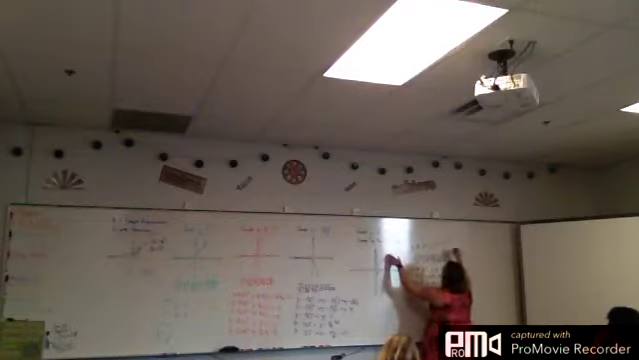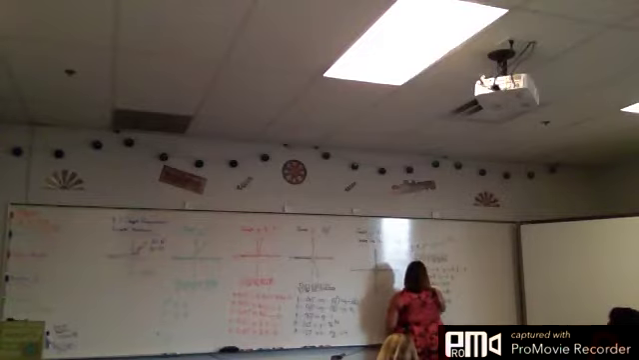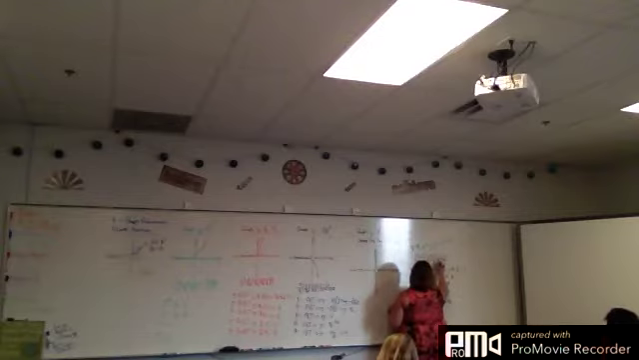So for everything, every point that I have here, all of these points, I have to subtract 1 from this part, right? And I have to add 3 to this part. Does that make sense, what I'm telling you? Okay, so these points are going to shift over.